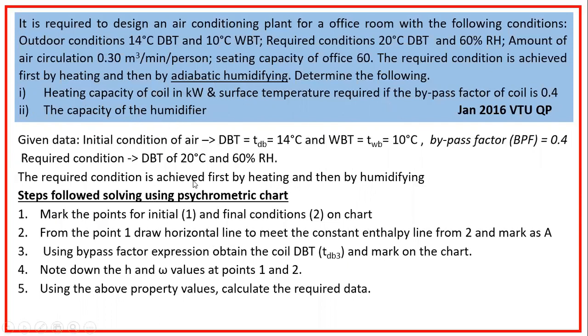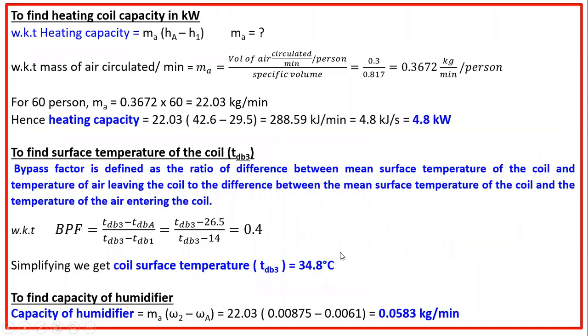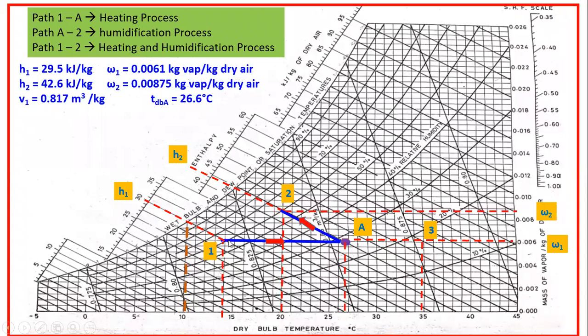So let's see how to do this. Initially, with the given data, take the dry bulb temperature and WBT temperature, mark the point 1 and the point 2 with DBT 20 and 60% RH. So mark the point 1. It is 14 degree DBT and 10 degree WBT.